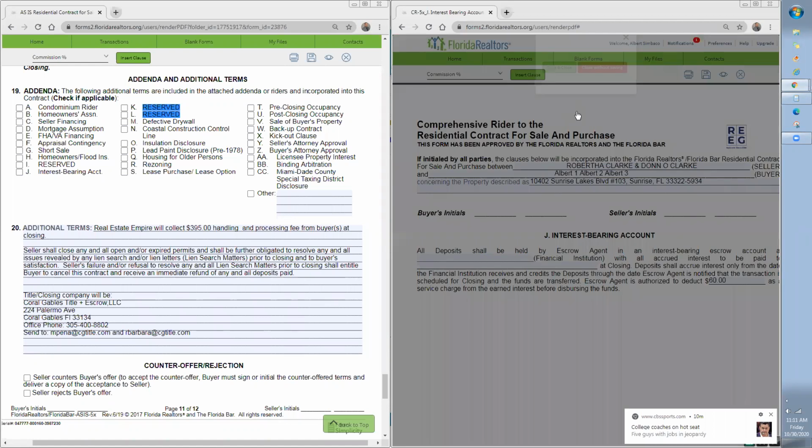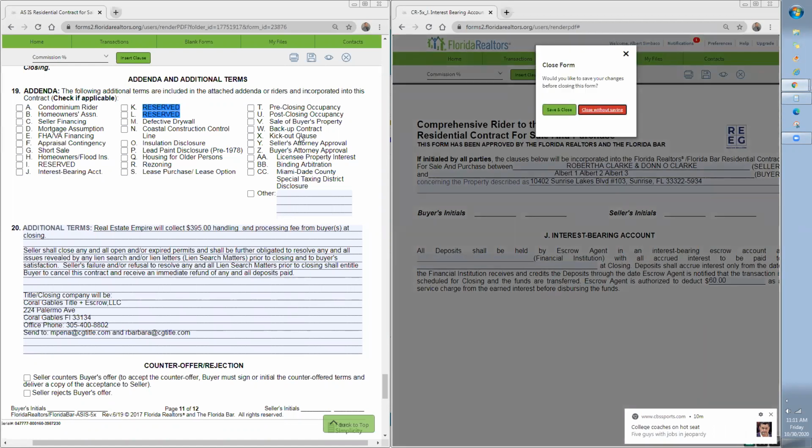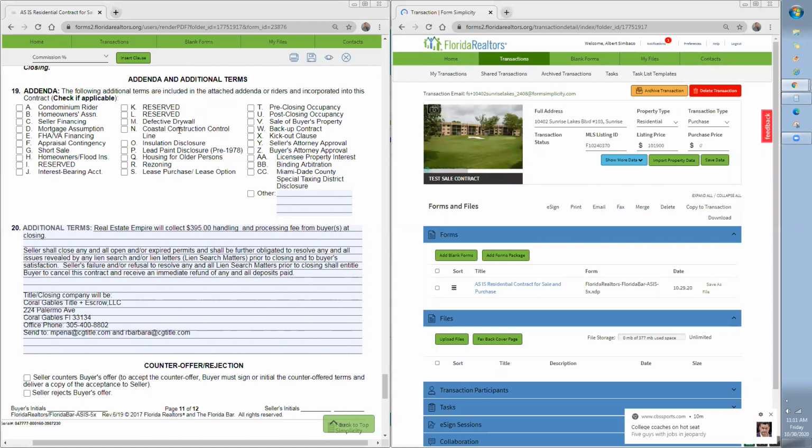Nope. Great. Okay, so K and L are reserved, we don't have to worry about it there. Now we get into defective drywall.